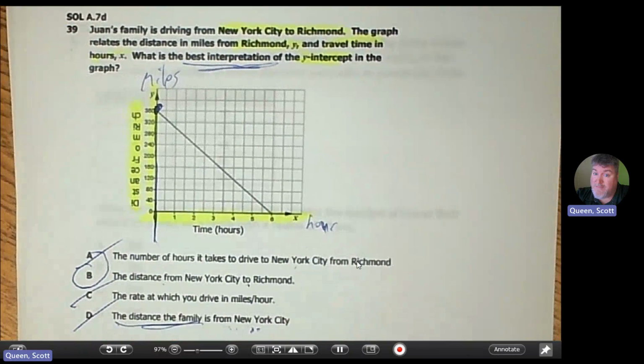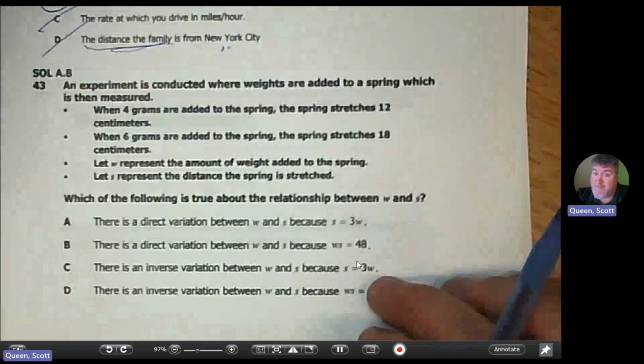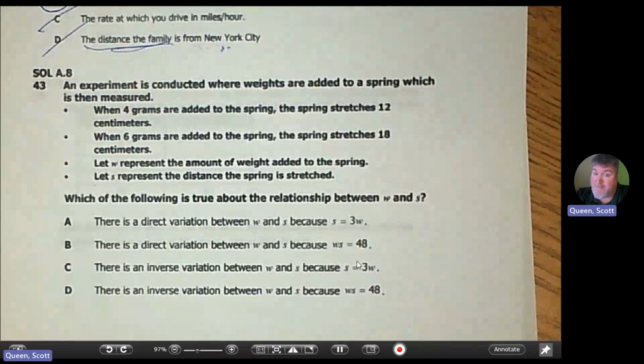Okay? So if you get stuck, use the words eliminate, what makes sense? Good to go. That's 39. That's B. Okay, 43 scared a lot of people. A lot of people missed this. There's some concepts we need to go over real quick. I'm going to try to do it fast.